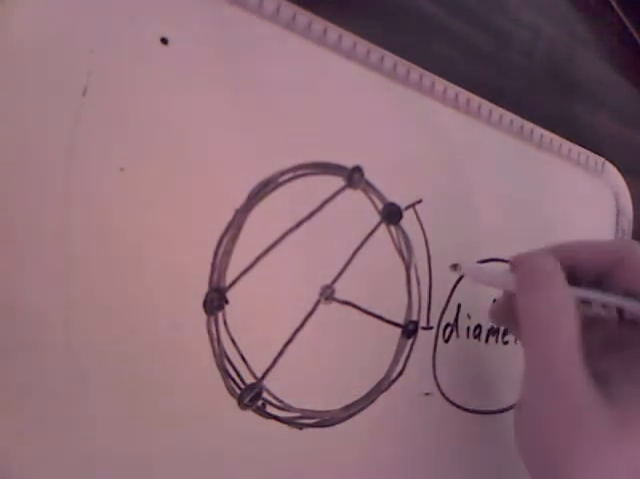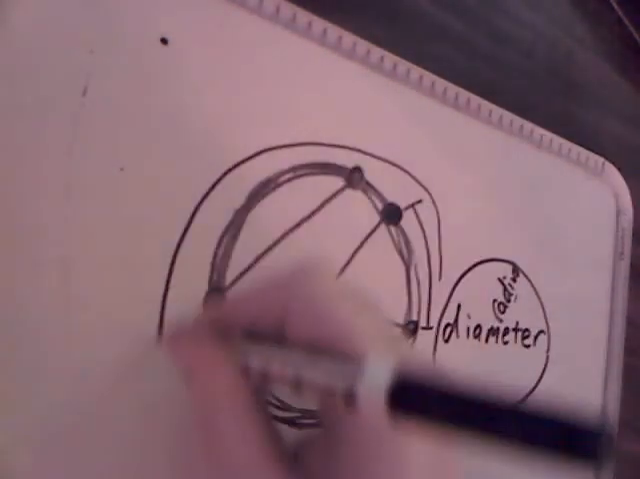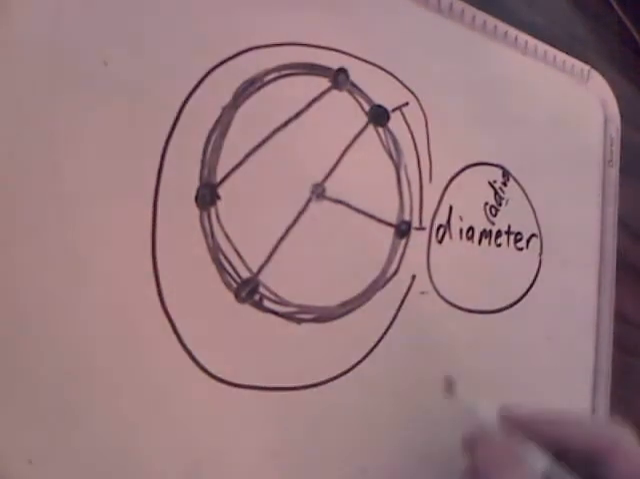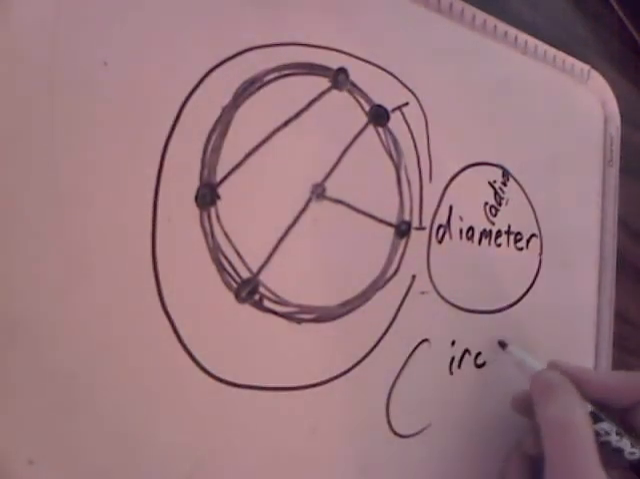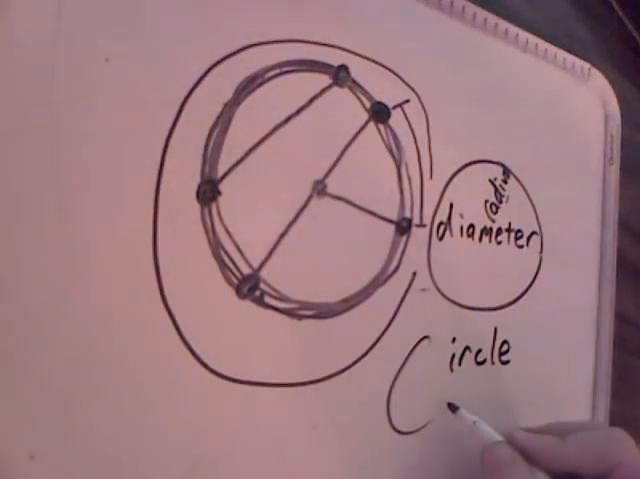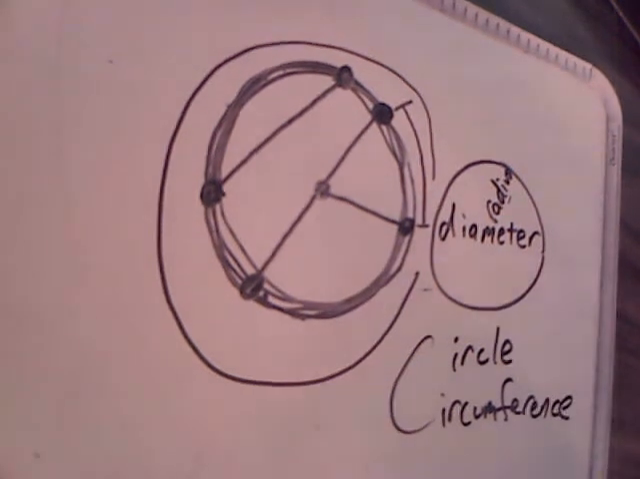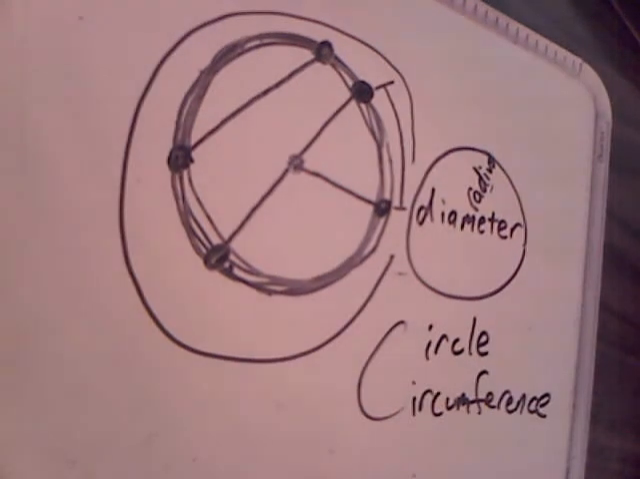Remember, the circumference goes all the way around the circle, just like the letter C. Or you can remember, circle begins with the letter C, and so does circumference. And there you have the parts of a circle.